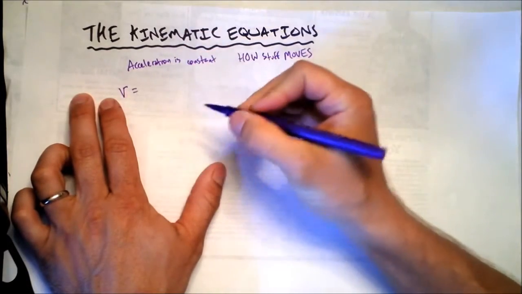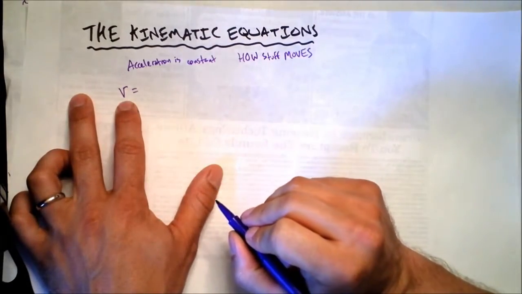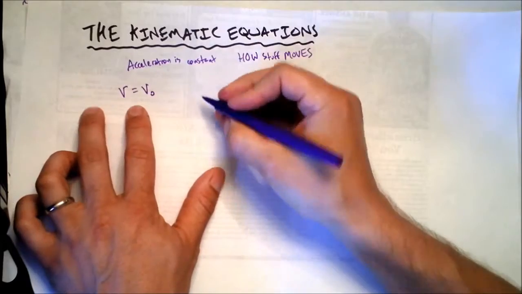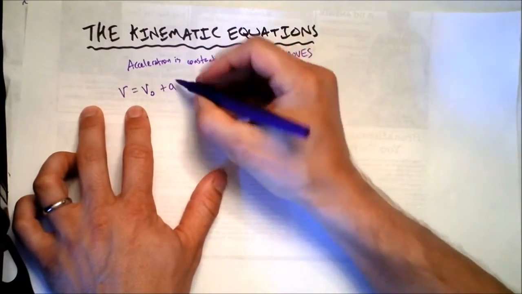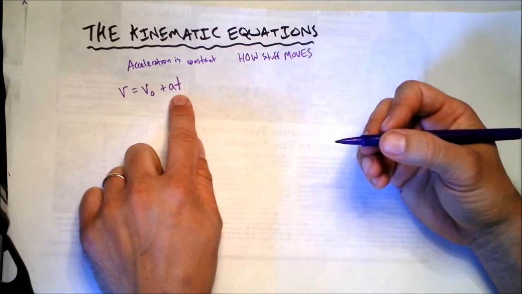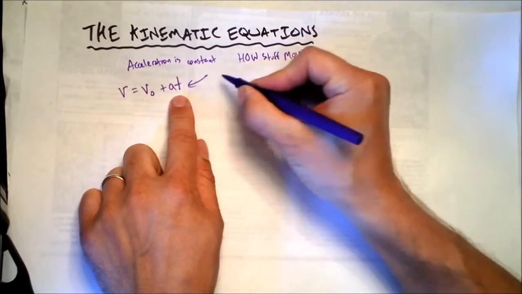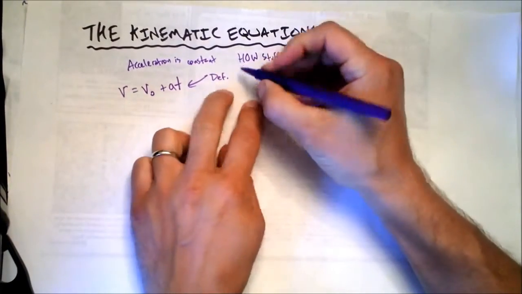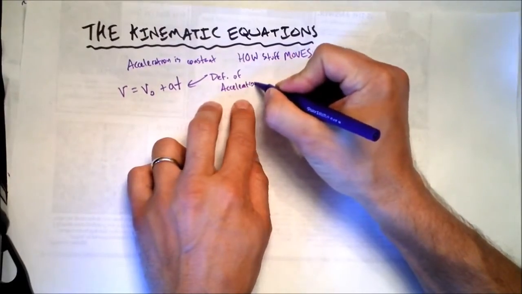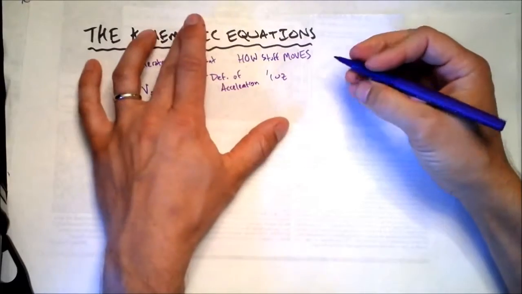This first one is the definition of acceleration. It says that your speed at any given time, your velocity, is equal to your starting velocity plus how much you've been accelerating multiplied by how long time's been going on. So if we rearrange this just a little bit, we'll see why it's the definition of acceleration.